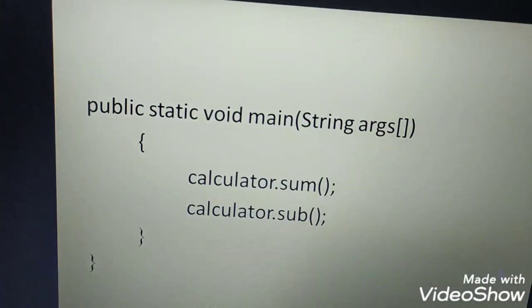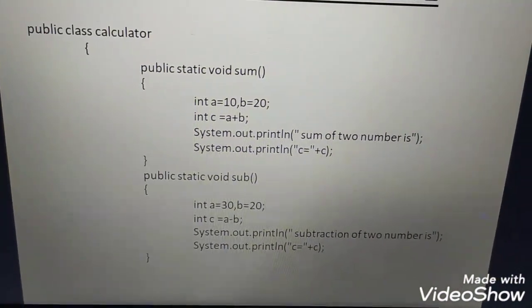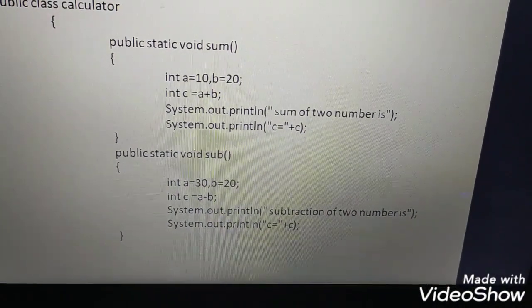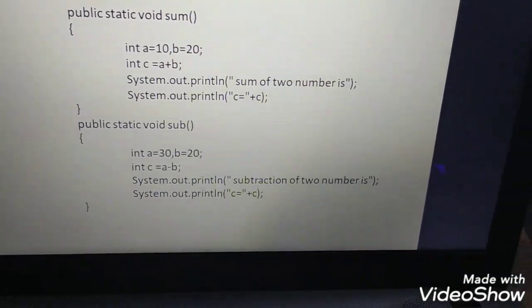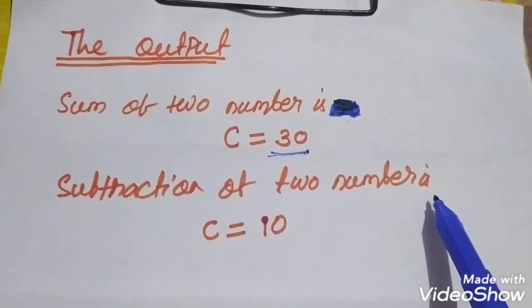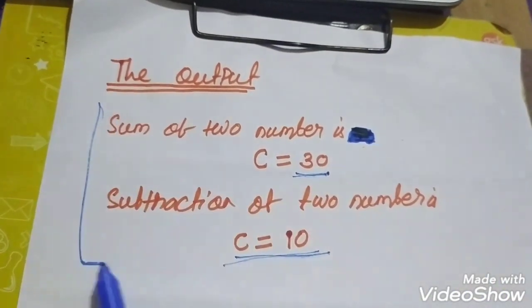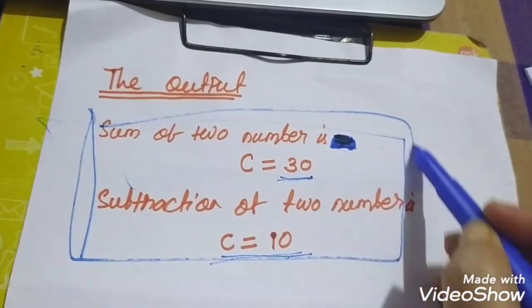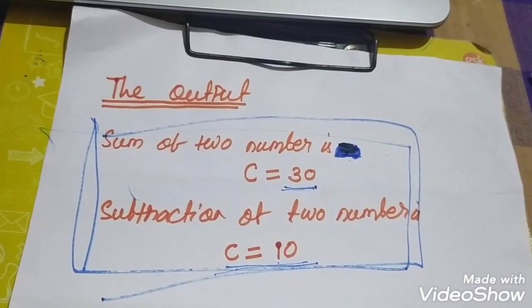Again the control goes to the main function and it sees the calculator sub method. It goes back to the sub method and there it finds A is equal to 30, B is equal to 20. So A minus B, 30 minus 20. The subtraction of the two numbers will be shown here. The subtraction of two number is C is equal to 10. So this is the output given by the program. Okay, I think you understood the procedure.